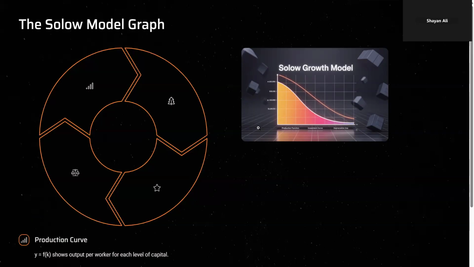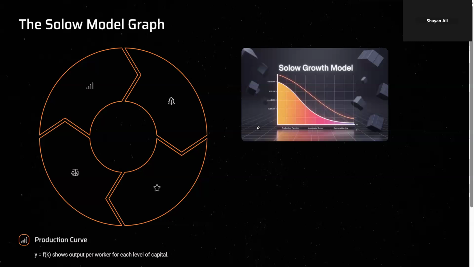Now let's add the curves. The production curve, this is y equals f(k). It shows how much output we get from each level of capital per worker. The investment curve is just saving times output, s times f(k). This shows how much output is being reinvested. And the depreciation line is (n plus delta) times k. It's a straight line showing how much capital we lose due to wear and tear and population growth.